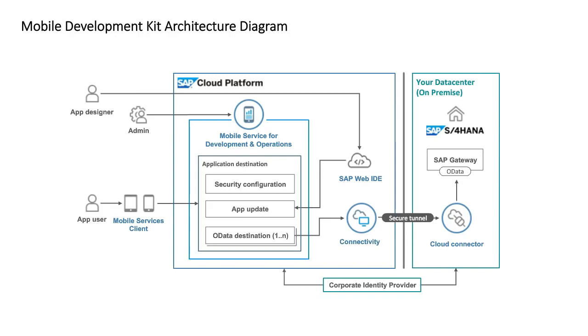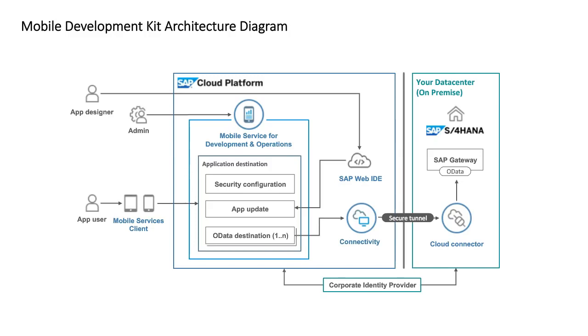And if we go a little bit deeper and take a look at the three main personas, the first one is the app designer. You can see it at the top left of the screen there in the architecture slide. The app designer creates the MDK project in the MDK editor, and again, that's a plugin within SAP Web IDE. And then they deploy that MDK project to mobile services via the app update feature.